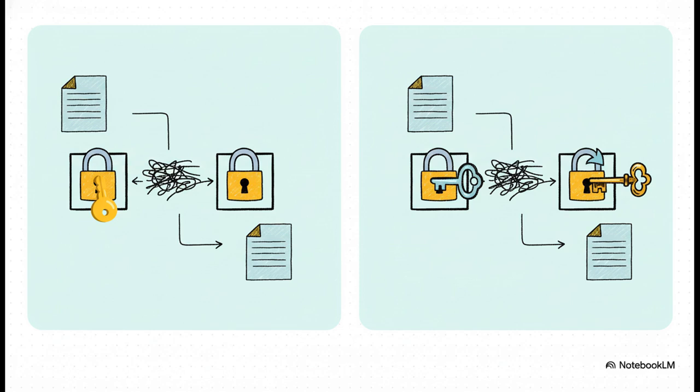On the other side, we have asymmetric encryption, which is just brilliant. It solves the sharing problem by using a pair of keys. There's a public key you can give to anyone, they use it to lock messages and send them to you. But then there's a private key that only you have, and it's the only thing that can unlock those messages.